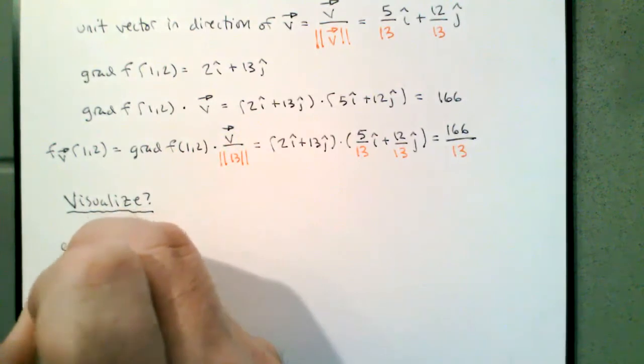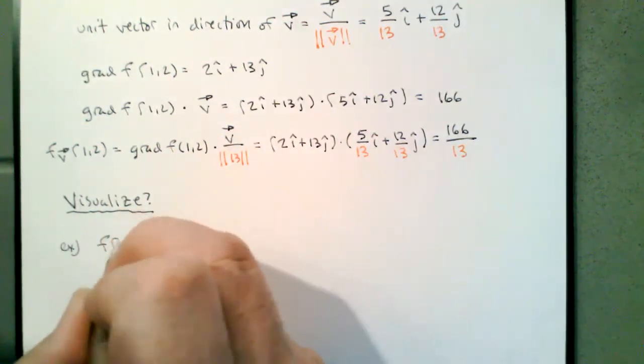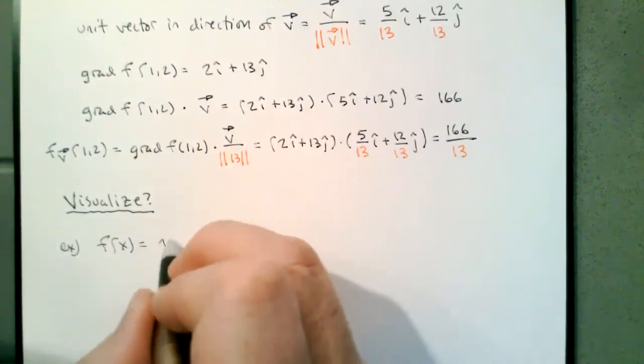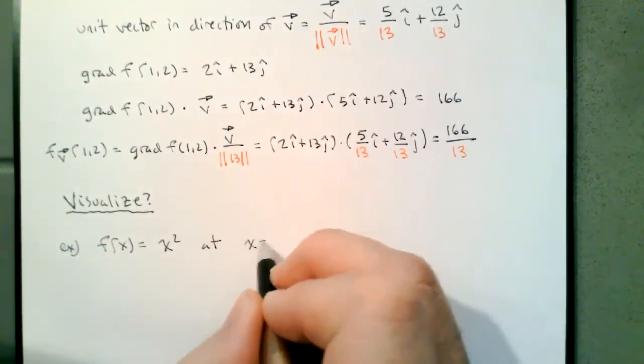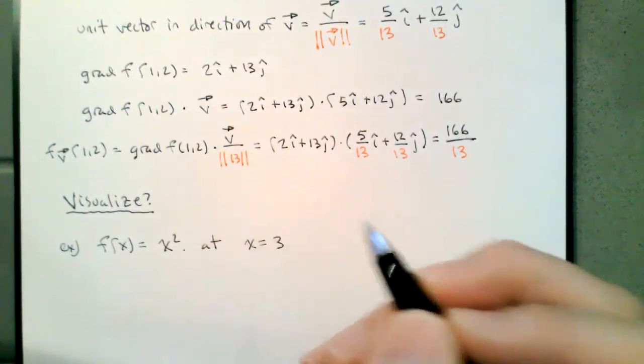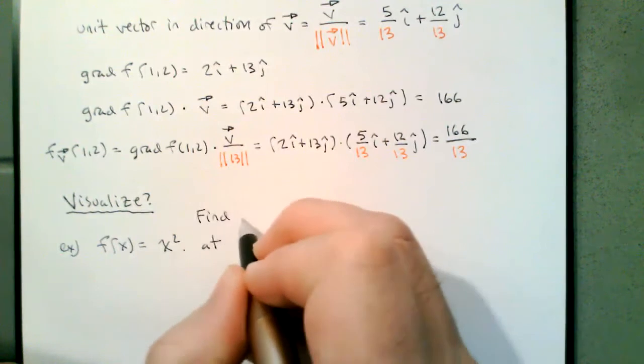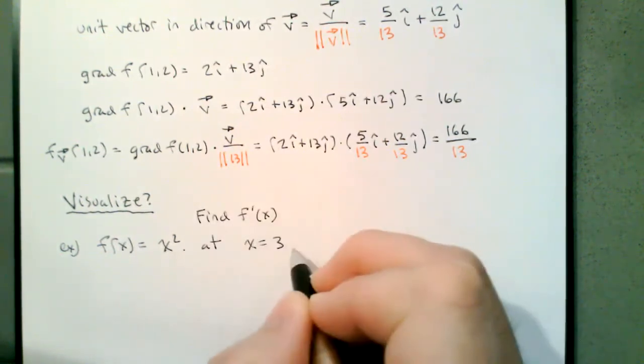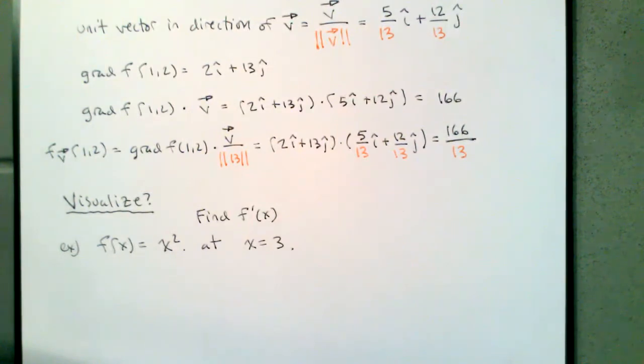So let's suppose that we're looking at the function f of x equals x squared. I want to find f prime of x at x equals 3. Notice I only have to give you the point. The 3 is like the point 1, 2 in the previous problem, but I didn't have to mention a direction because we've only got one variable. There's only one direction to go. We're only concerned with the positive x direction.